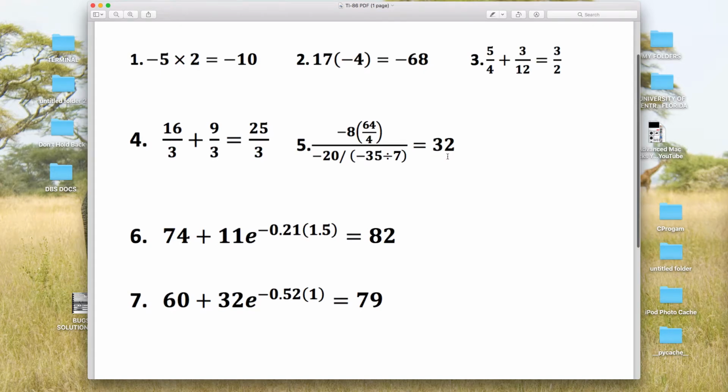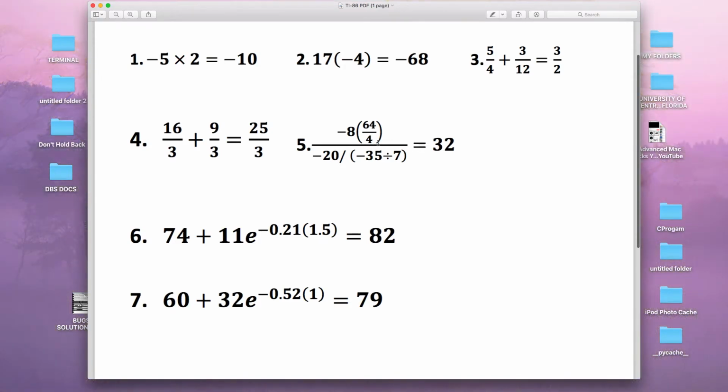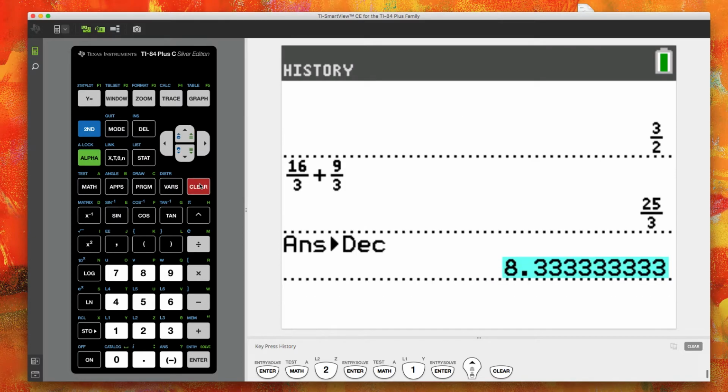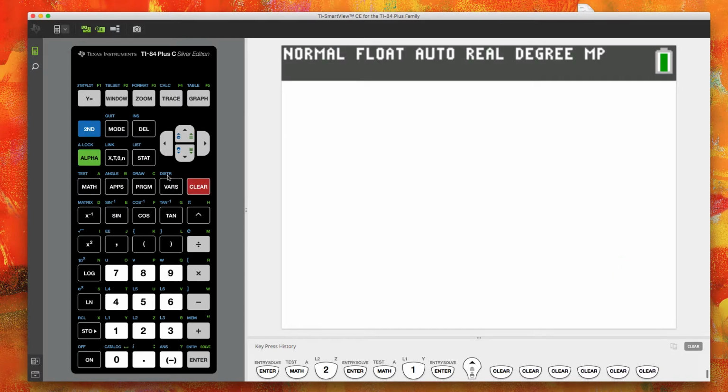And we should get this problem right here equals 32. So we have negative 8 times 64 over 4, all over negative 20 divided by the sum of the quotient of negative 35 divided by 7. And we're going to type it in this calculator just like we see it there. Let me make some more space here. Get rid of all of that.